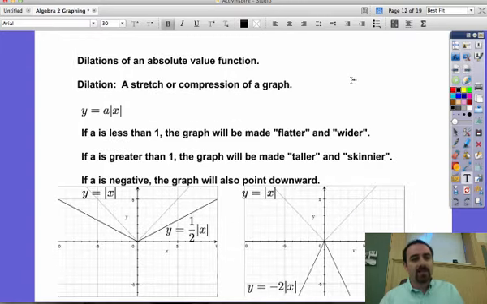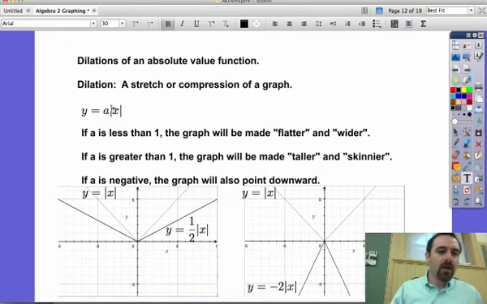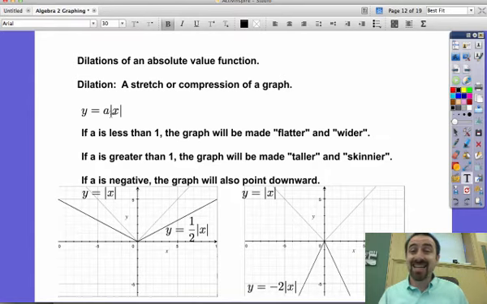Okay, next is dilations of an absolute value function. Now a dilation is just a stretch or a compression of a graph. And it's going to look like y equals a value outside the absolute value times the absolute value of x. Now it is possible to graph absolute values where the a is inside the absolute value, but we're not going to deal with that right now, and that's okay.